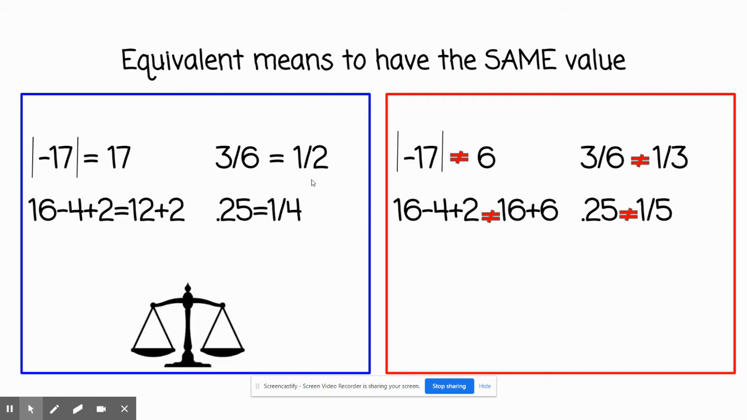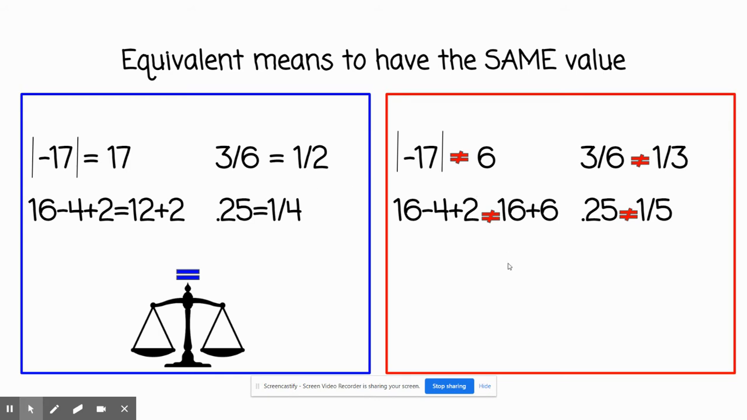When a scale has equal weight on either side, it is a balanced scale, and each side carries the same weight. And in terms of an equation, each side of an equal symbol carries the same value.